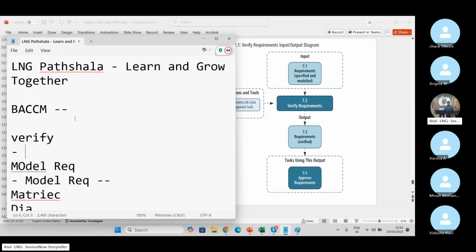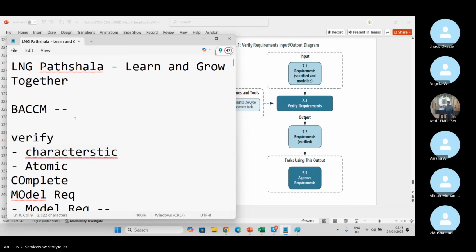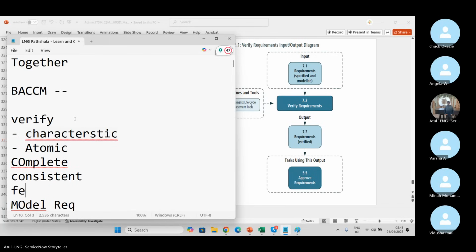The first thing is the characteristics of a requirement. What does this mean? The requirement should be atomic; you cannot break it down any further. It should be complete. Simple. It should be consistent, from day one of the initiation till the go-live or till it is retired. Then it should be feasible, which you already check in SMART, measurable and other things.